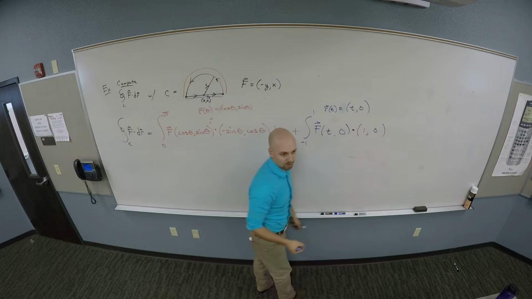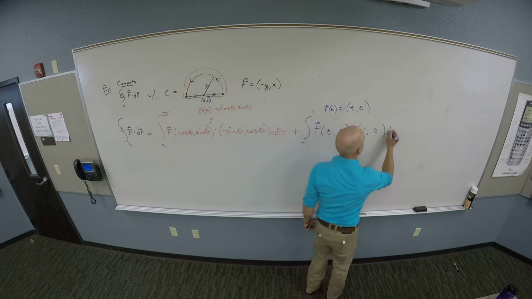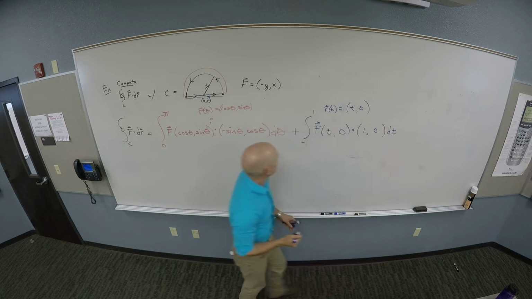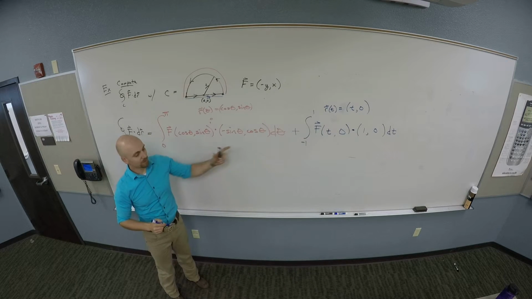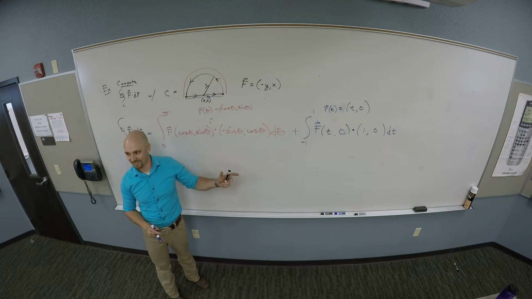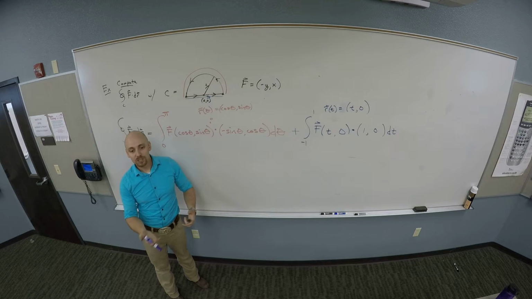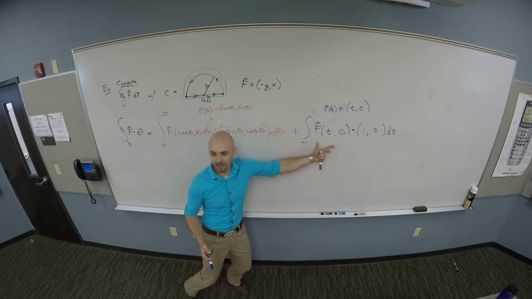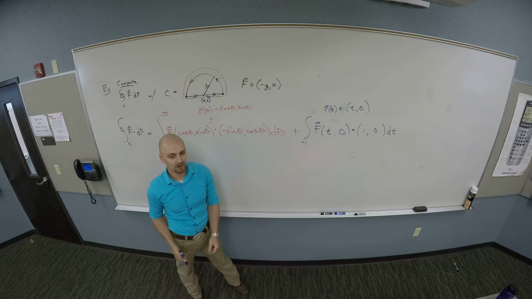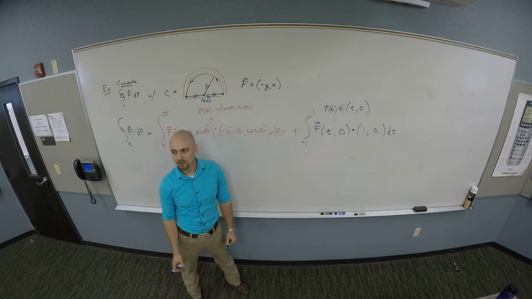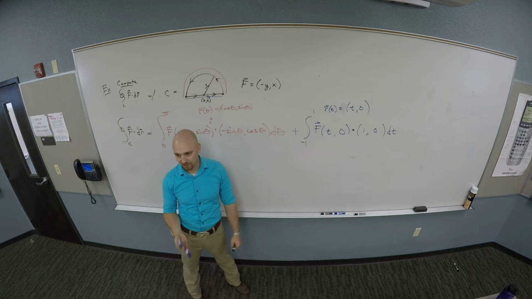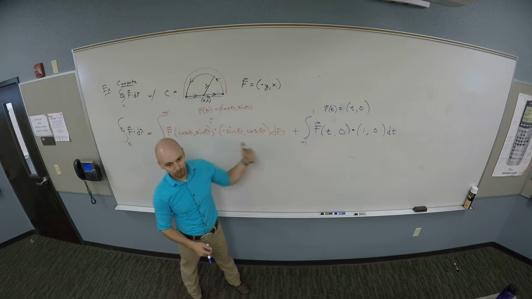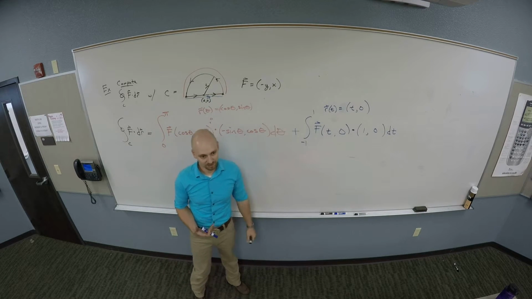1, 0 times dt. Okay, you guys notice I got two variables of integration? But they're just dummies, right? This is going to give me a scalar, that's going to give me a scalar. I can add scalars together. Totally fine. Do remember your limits of integration, otherwise you'll end up with really screwy things like a function of theta plus a function of t.